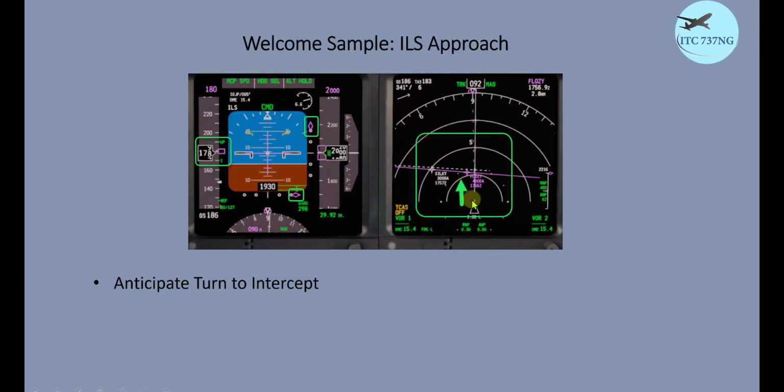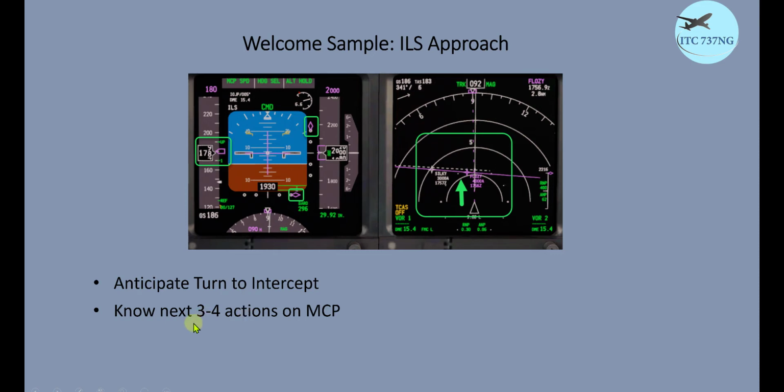Now when you're on this base leg, this is the time where it's going to really get busy in this area. So start to anticipate that you're going to have a turn to intercept the course. And here we are at that speed of 180 knots. Another thing we have as indications on our primary flight display is these hollow diamonds. This is the localizer diamond. This is the glide slope diamond. So be aware of those because those are going to start to have action associated with them.